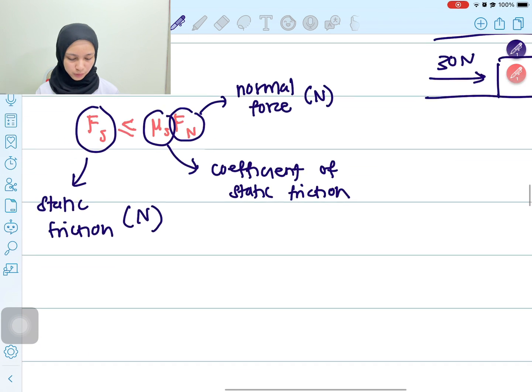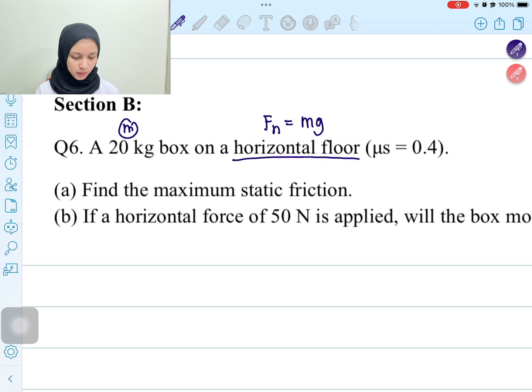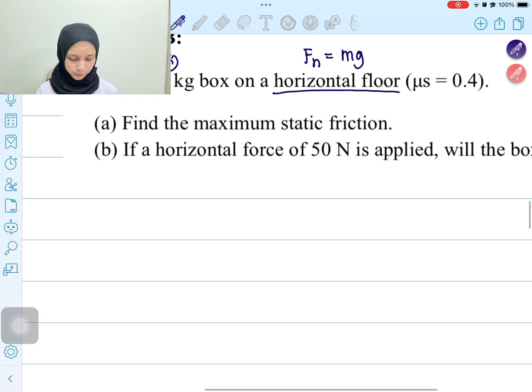Okay, so I'm going to give you an example question. A 20 kilogram box, this is the mass, on a horizontal floor, meaning it is in contact, so the normal force is equal to the weight. It's also given that the coefficient of static friction is 0.4. Find the maximum static friction.